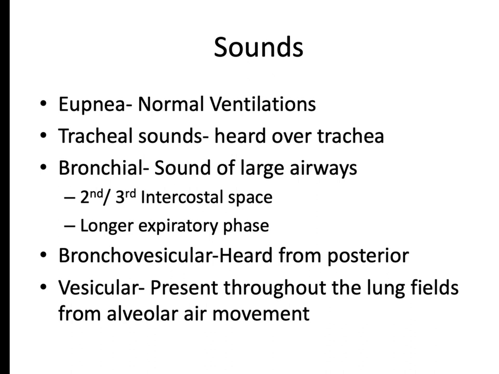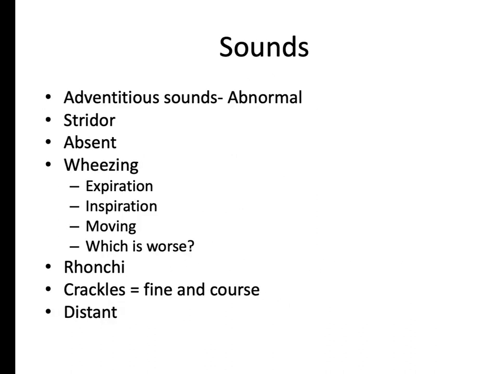All right, and I got slides coming up to show you where to put placement on your stethoscope for all these. And I'll also include those specific pictures in your module that I've created for you guys. When we're talking about the bronchovesicular, those are heard over the posterior side, pretty much same place, the second and third intercostal space on the posterior. And then the vesicular is kind of present throughout all lung fields, from the alveolar lung movement, okay? And again, I'll have slides coming up showing you what this actually looks like. Here, the sounds that we are going to hear are any adventitious lung sounds.